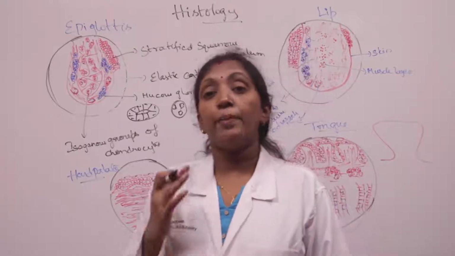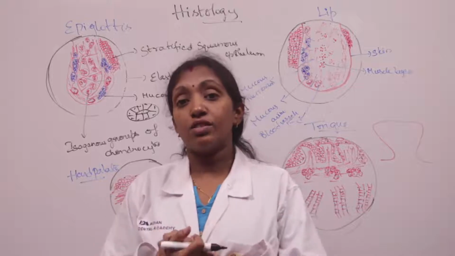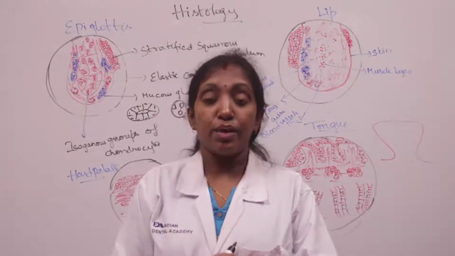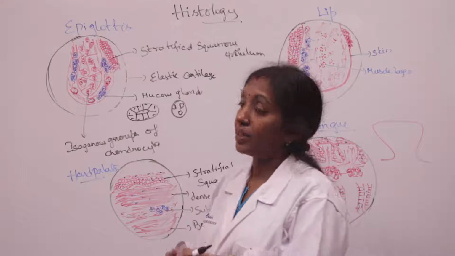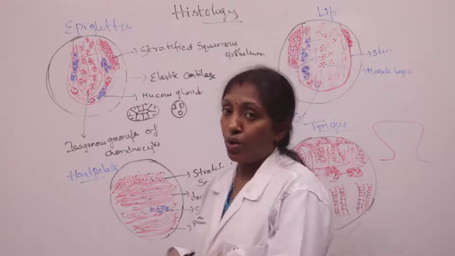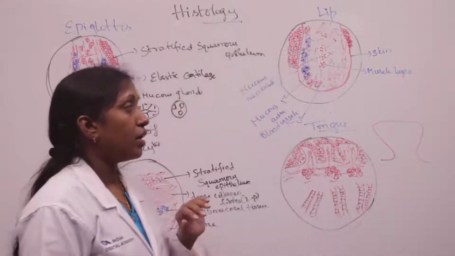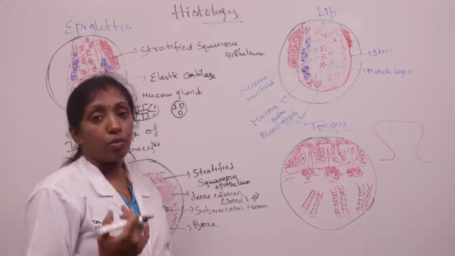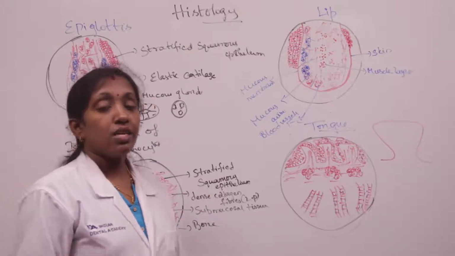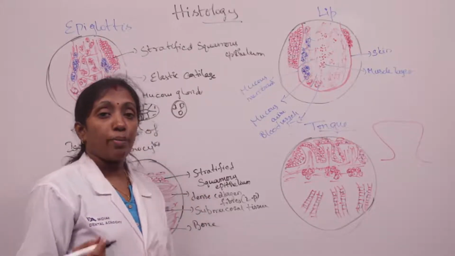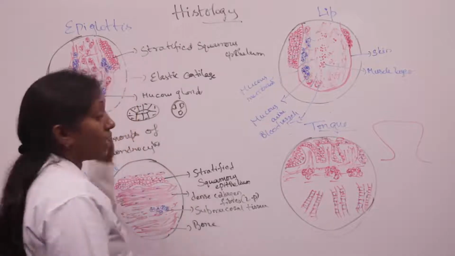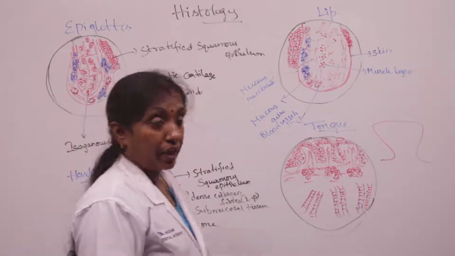So the epiglottis consists of a mass of elastic cartilage. It is the best example of elastic cartilage, and the epithelium here is stratified squamous non-keratinized epithelium, but in a small part of the lower posterior surface, the epithelium is pseudo-stratified ciliated columnar epithelium. Okay, so that's about the epiglottis. And coming to the lip.